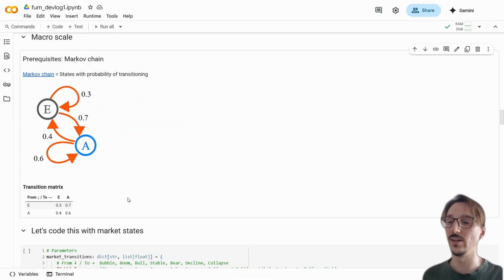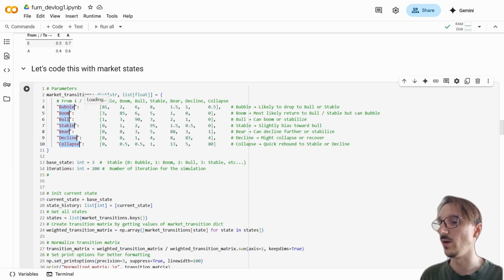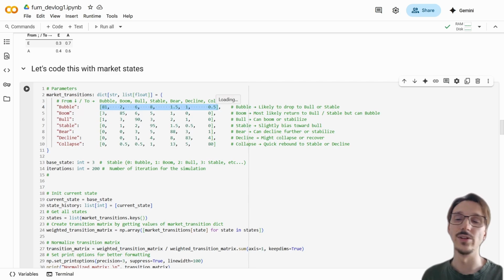Okay, with that, let's code some market states. So for this script, we have 3 different parameters. We have the transition matrix. I built some market states here, which are, from top to bottom, from best to worst: bubble, boom, bull, stable, bear, decline, and collapse. And you can see that for each row, the sum is equal to 100. It's not mandatory, but it's just easier to read.